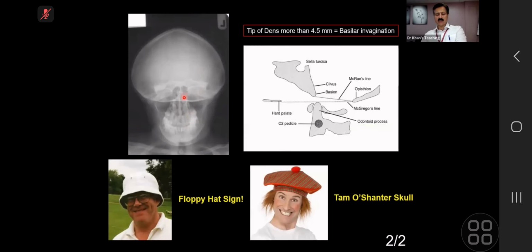This appearance in literature is known as Tam O'Shanter skull, and another sign in literature is the floppy head sign. And this is given in literature both for osteogenesis imperfecta as well as Paget's disease. So it is an important exam case. If you know it, you will pick it up. Otherwise, you will always get confused because the examiner is going to start with an AP or a PA skull film.